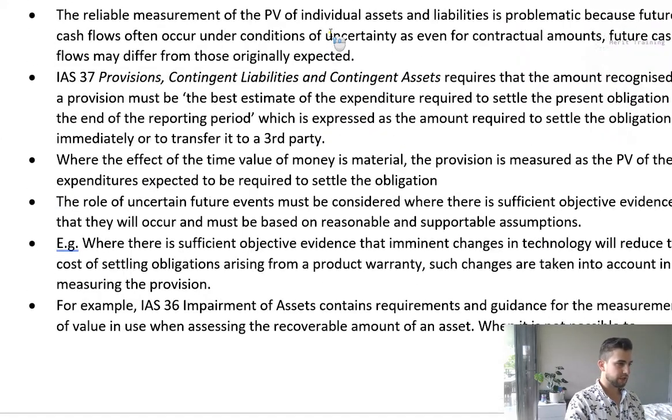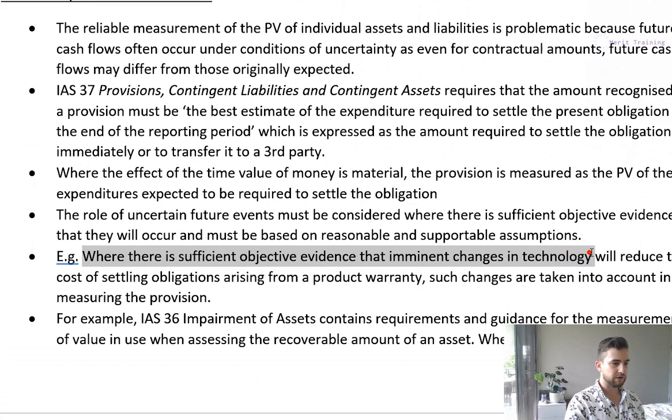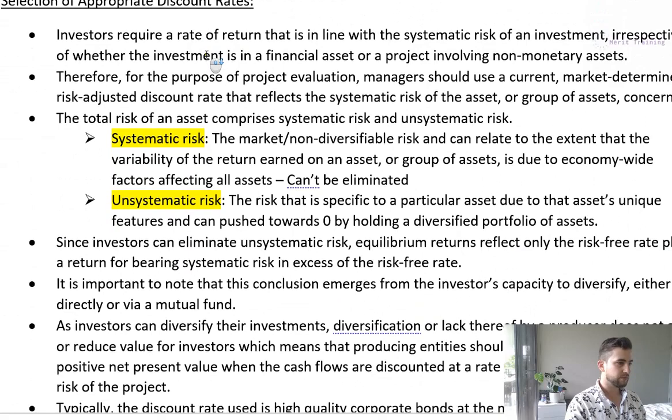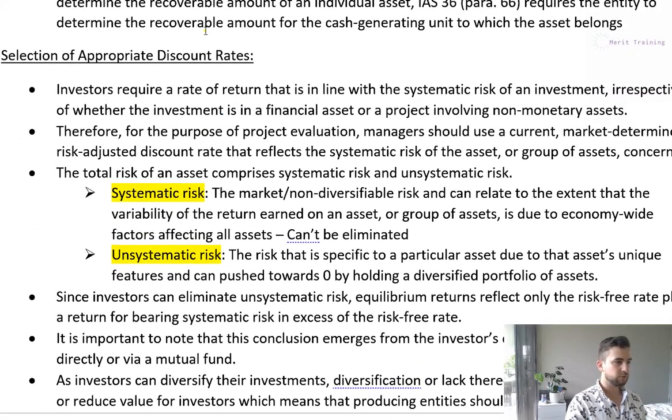So it just says that where the role of uncertain future events must be considered, where there's sufficient objective evidence that they will occur, it must be based on reasonable and supportable assumptions. And IAS 37 requires that the amount recognized as a provision must be the best estimate of the expenditure required to settle the present obligation at the end of the reporting period. So it's basically just using your best estimate. So you are allowed to use present value. And of course, one element of calculating present value, other than cash flows, is what's the actual discount rate that you're going to use.